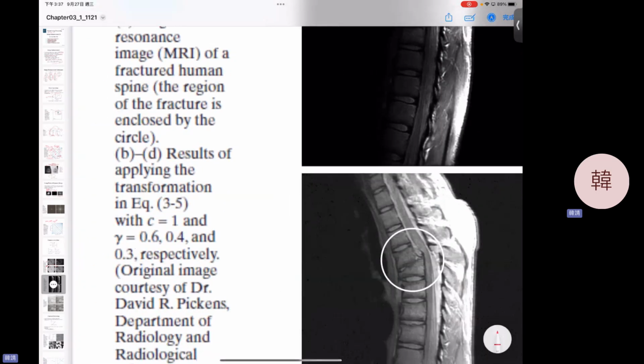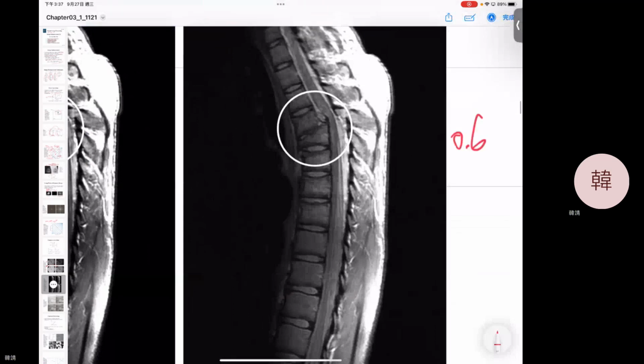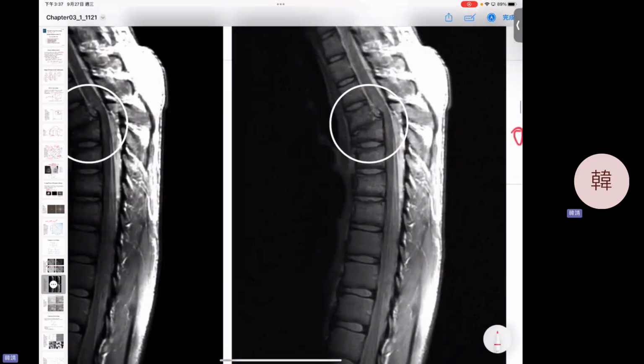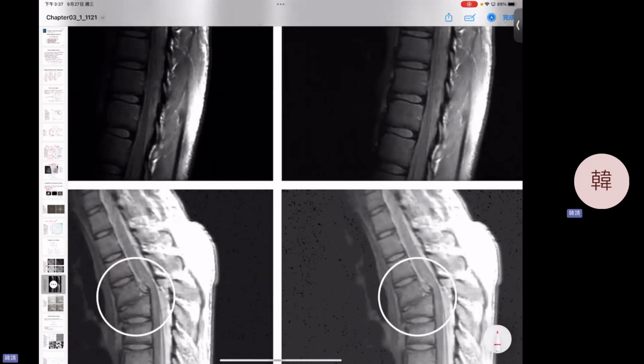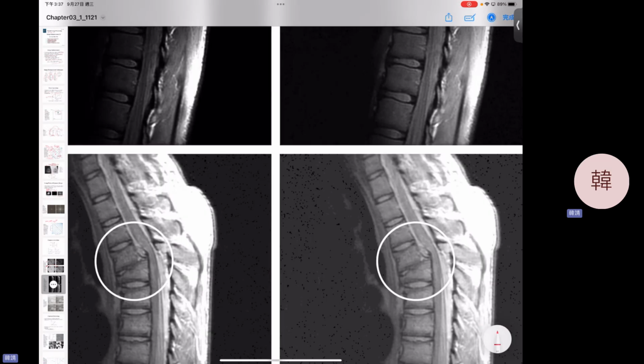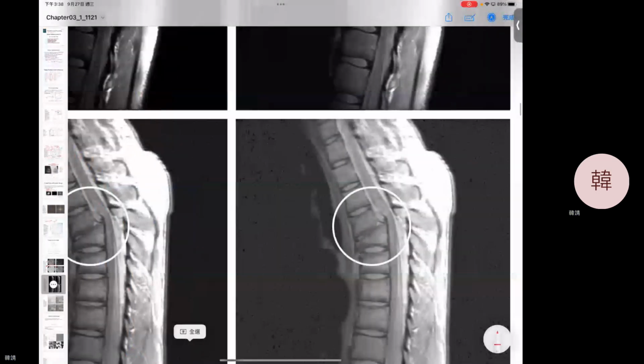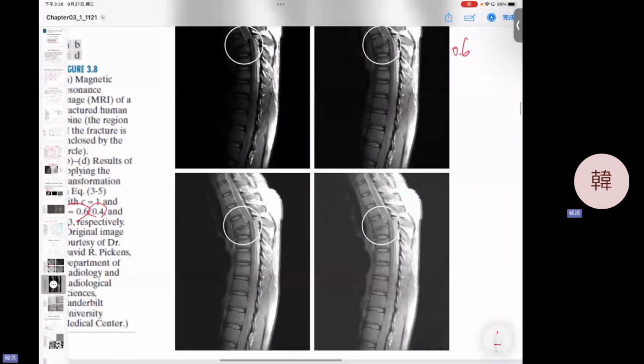From B to D, we take a root, a gamma power, of 0.6, 0.4, 0.3. B is this one. So this is 0.6. Is that clear? If it is not clear enough and you want to see more detail, 0.4. So there's a fracture there, so go take some medical therapy. And this is 0.3. So you have to understand what your situation is and apply the right transformation.